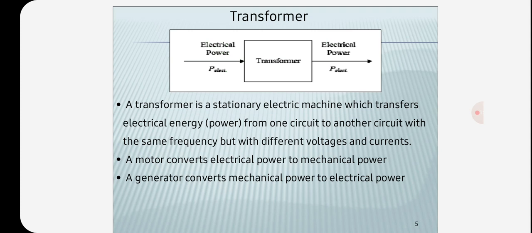A transformer is a stationary electric machine which transfers electrical energy or power from one circuit to another circuit with the same frequency but with different voltages and currents. A motor converts electrical power to mechanical power. A generator converts mechanical to electrical power. Those are the two principles of motors and generators.